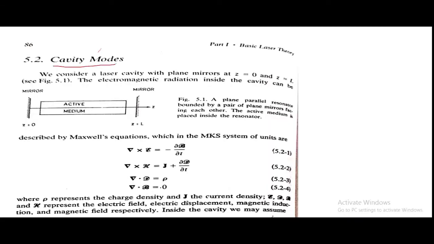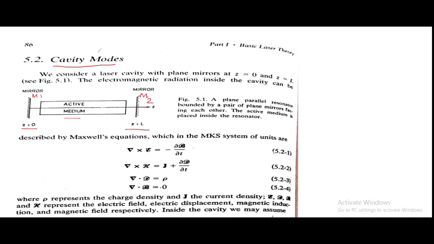the cavity modes. For that we consider an active medium which is placed between plane mirrors M1 and M2 with mirror M1 at z equals 0 and mirror M2 at z equals L. The electromagnetic radiation in the laser cavity can be expressed by Maxwell's equations.